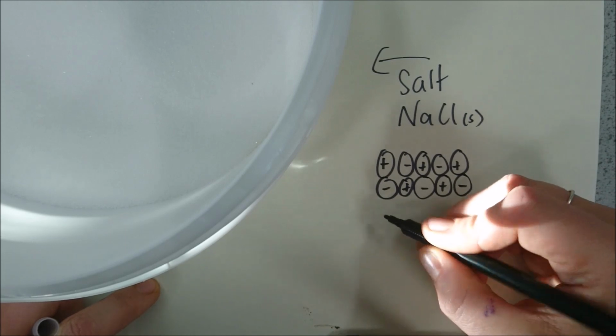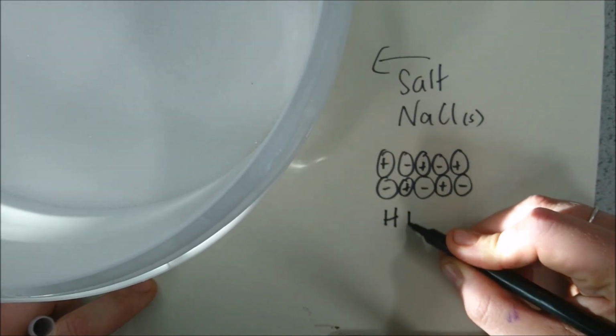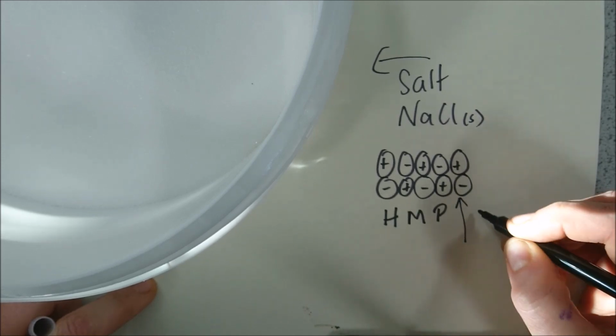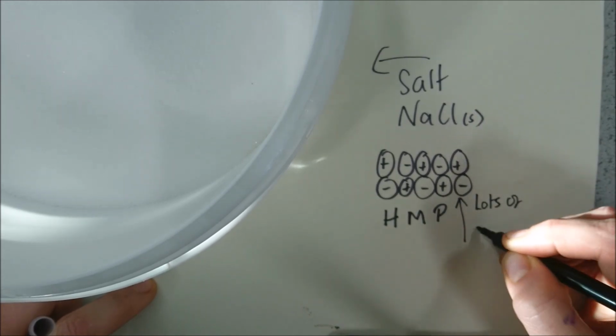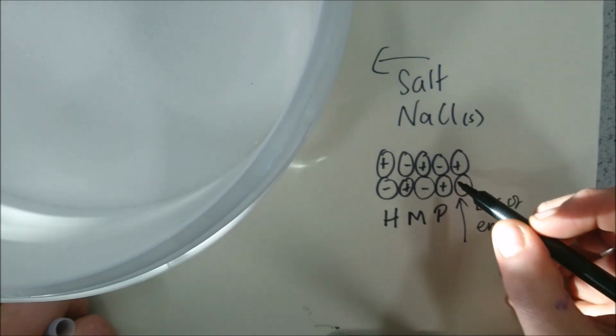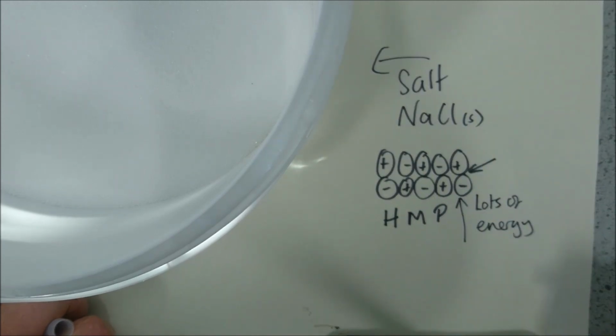The main properties you need to know is that it has a high melting and boiling point. That means it takes loads of energy, lots of energy, to break down this lattice. That's really important. They have a high melting point because lots of energy is needed to break this electrostatic attraction.